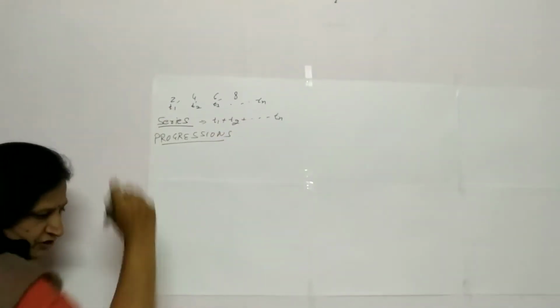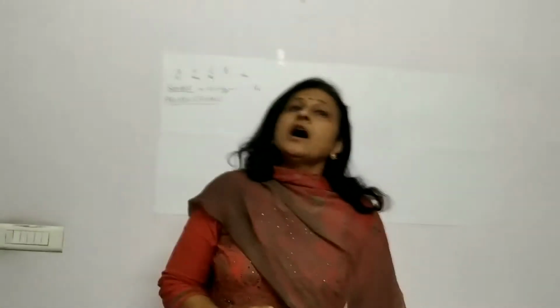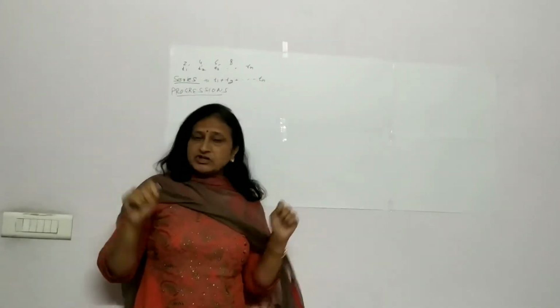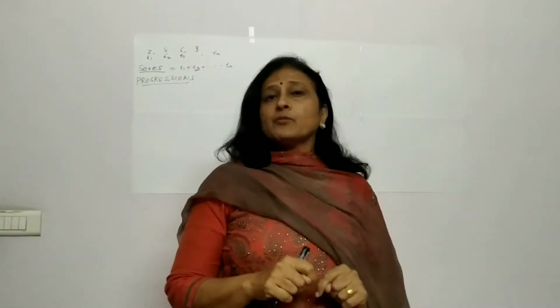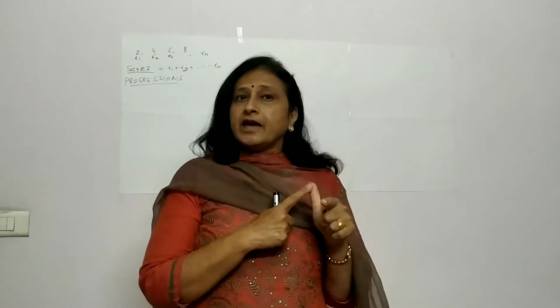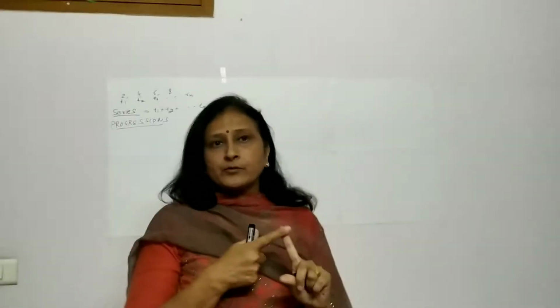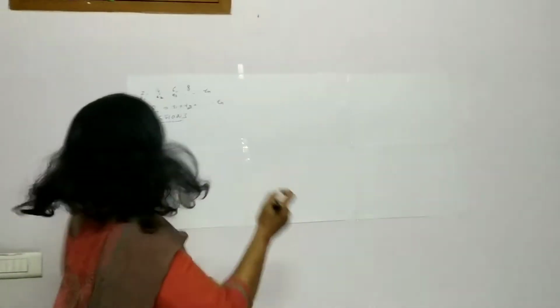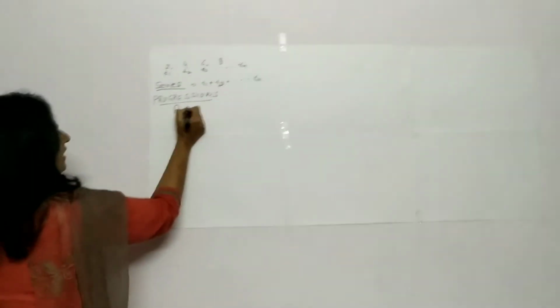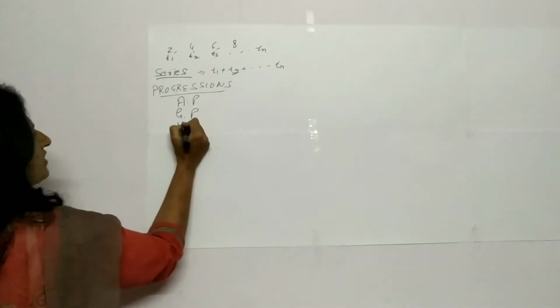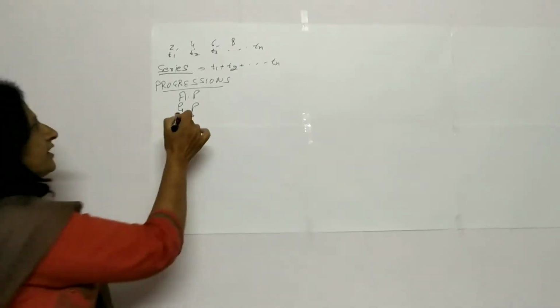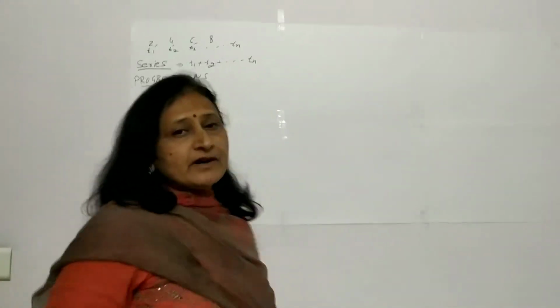What is a progression? If the terms of the sequence are defined under certain specific conditions, it is known as a progression. Progressions are again of three types: arithmetic progression, geometric progression, and harmonic progression. These are defined as AP, GP, HP. But presently I shall be taking up only arithmetic progression.